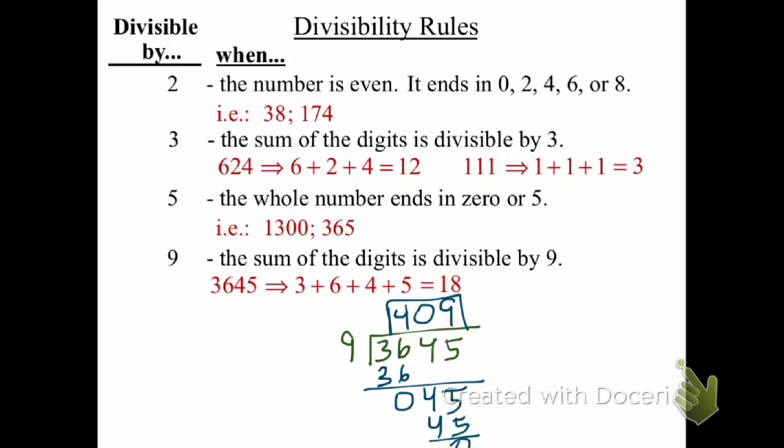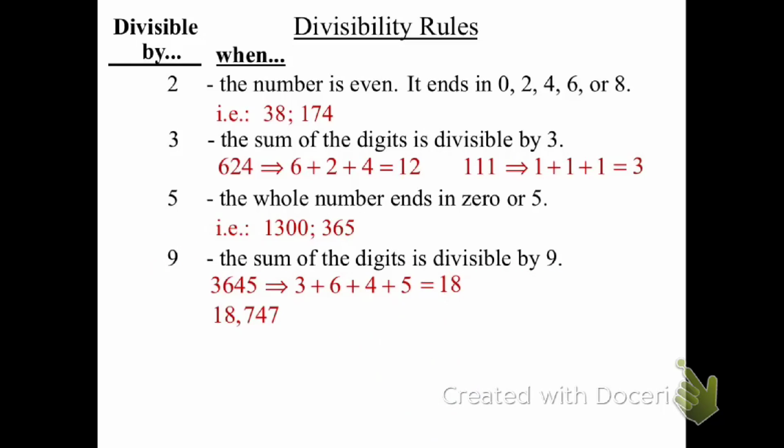So we know that as long as the sum of these digits is divisible by 9, we can divide it by 9. Another example, 18,747. We just take all the digits, add them together. I know that 27 is divisible by 9, so I know I can divide 9 into this huge number.